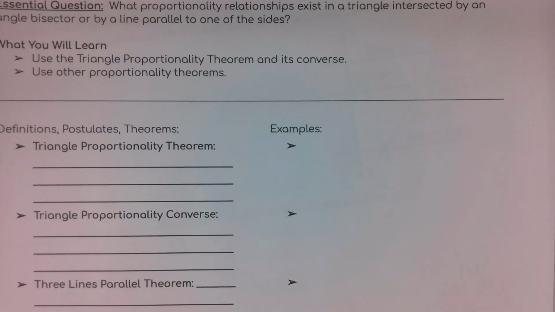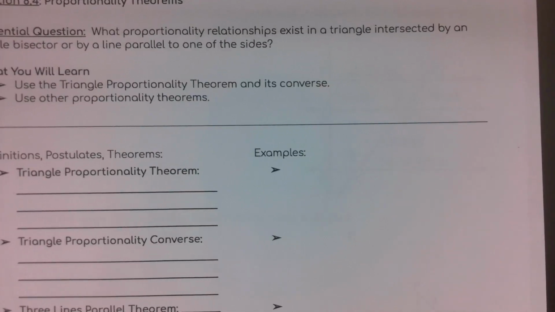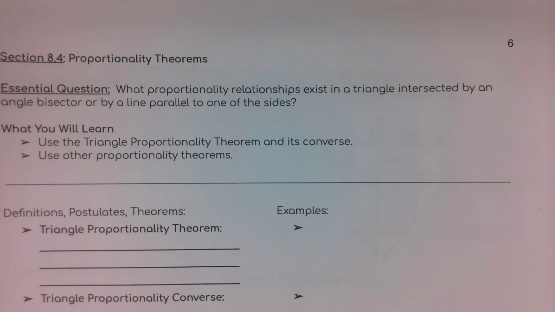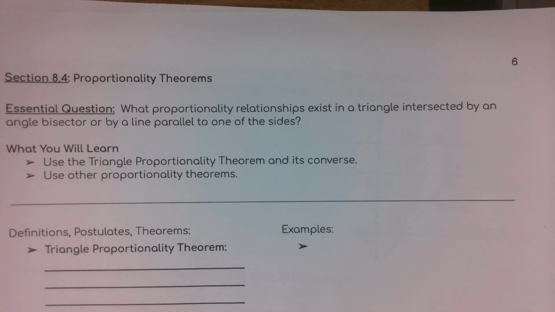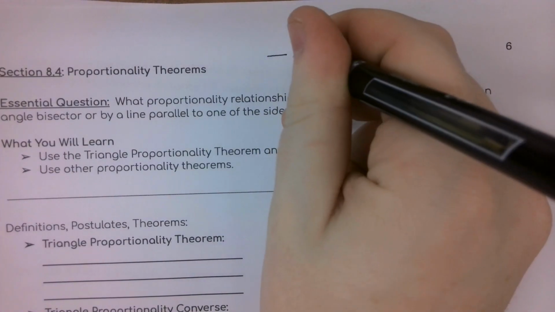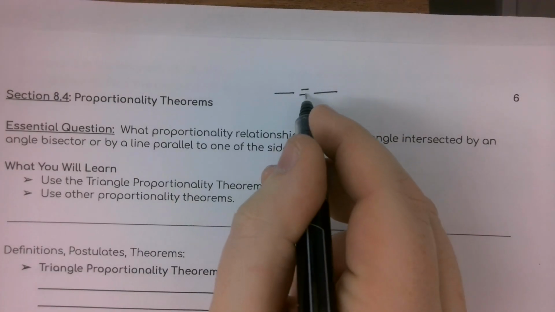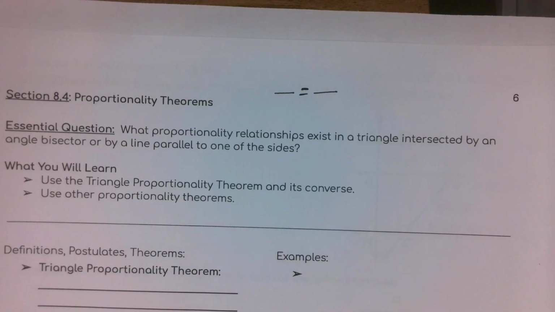Now, before we talk proportionality theorems, we need to talk about what a proportion is. In the past couple of lessons, we referred to a statement of proportionality, and we've been throwing that phrase around a lot. A statement of proportionality is a statement that two fractions, or ratios, are equal.